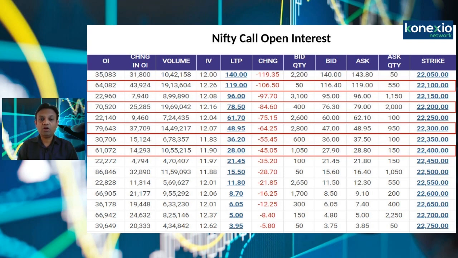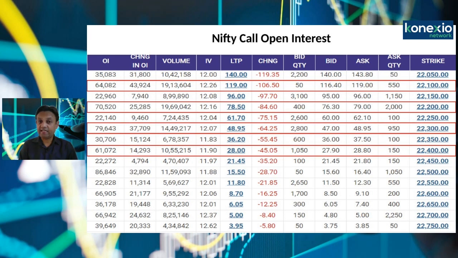So definitely on immediate basis, 22,000 and 22,100 could act as an immediate resistance, looking at the volume concentration and open interest concentration. Once Nifty closes above 22,100, then we might see a decisive trend towards 22,200.